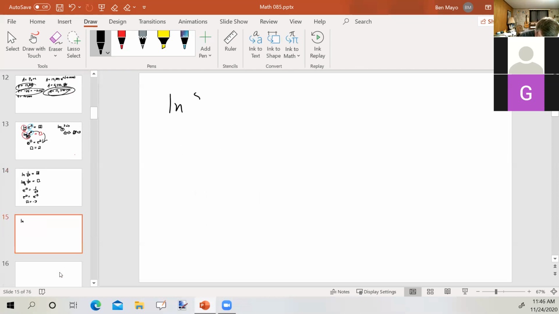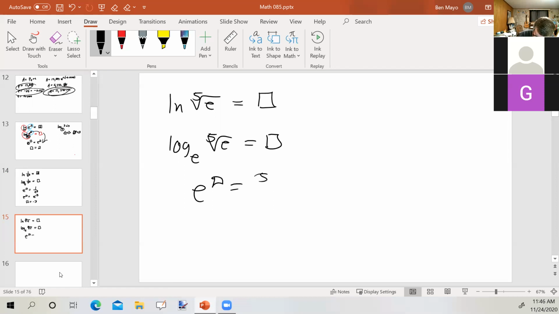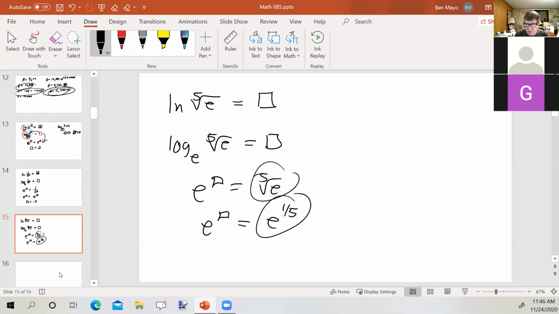The natural log of the 5th root of e. Well, this is equal to some unknown. So this is the same thing as log base e of the 5th root of e, which means e to the box equals the 5th root of e. But isn't the 5th root of e the same thing as e to the 1/5 power? The index becomes the denominator of the exponent. Remember that? That goes back to chapter 9. Yes. So the box equals 1/5.